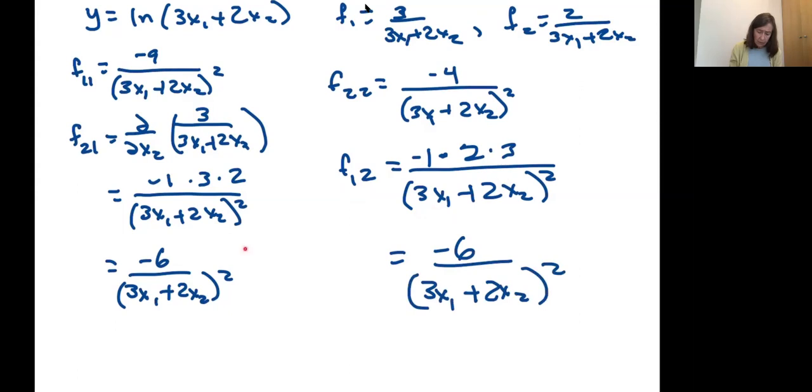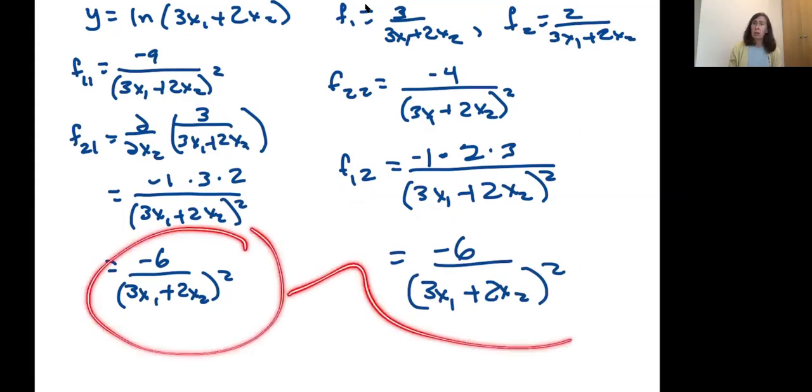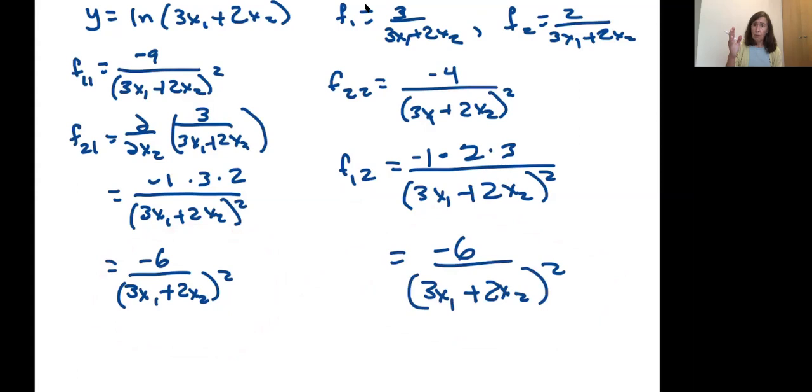And oh, isn't that interesting? I get the same answer, whether I differentiate first with respect to x1 and second with respect to x2 or vice versa. And I think you'll be happy to hear that's not a coincidence, okay? That is always true. But the derivative with respect to x1 first and then x2 is the same as the derivative with respect to x2 first and then x1.